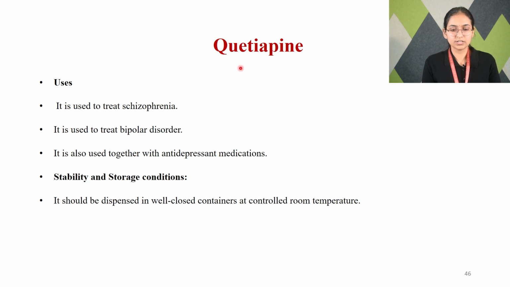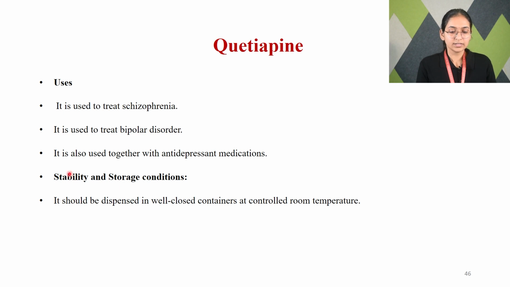Next drug is quetiapine. Now for this quetiapine, we do not have the chemical structure and the chemical name as per the syllabus. Uses of this quetiapine are, it is useful for the treatment of schizophrenia. Next, it is useful for the treatment of bipolar disorder. It is used along with antidepressant medication.